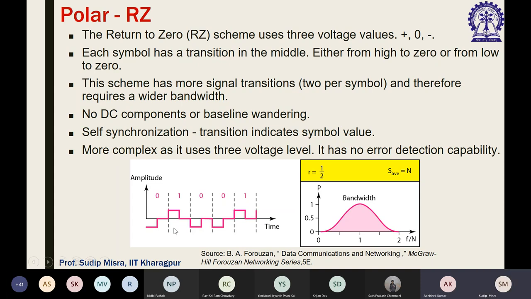So this particular scheme is good in terms of balancing the DC component, or taking care of the issue of baseline wandering. And this is also good in terms of self-synchronization. If you think a little deeper, you will be able to make out why it is so. So this return to zero is good in terms of solving the problems of DC component, baseline wandering, and self-synchronization.